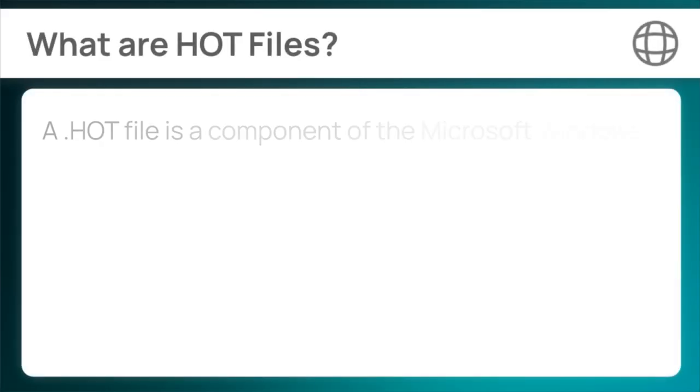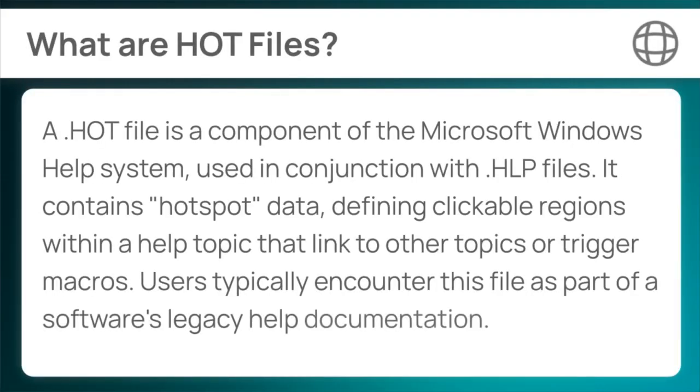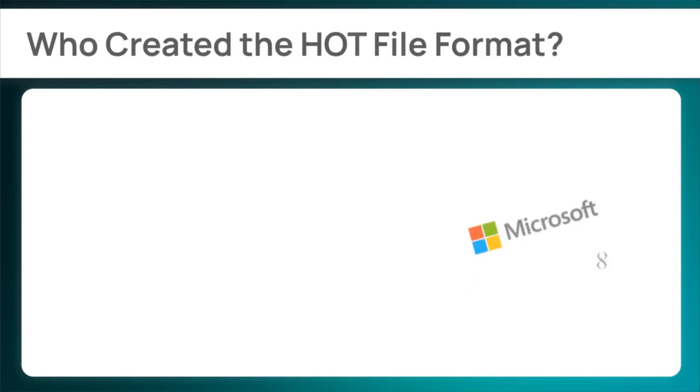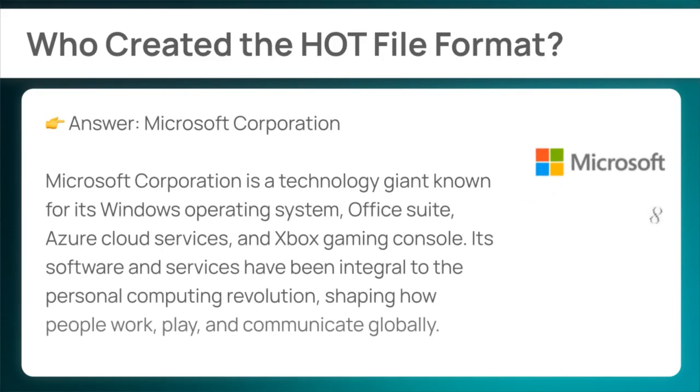A HOT file is a component of the Microsoft Windows help system, used in conjunction with HLP files. It contains hotspot data, defining clickable regions within a help topic that link to other topics or trigger macros. Users typically encounter this file as part of a software's legacy help documentation.